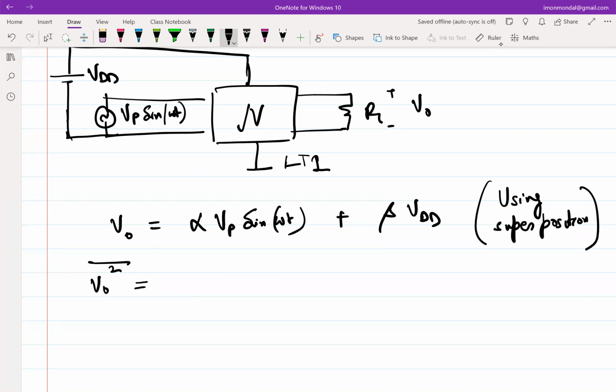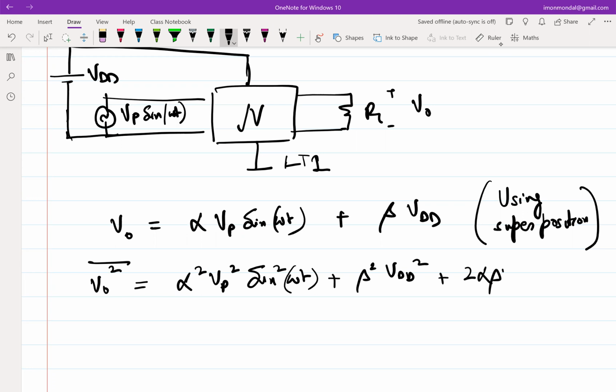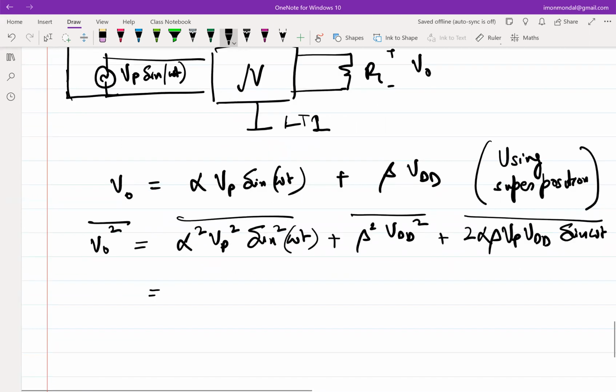So what will this be? This will be alpha squared Vp squared sin square omega t plus beta squared VDD squared plus 2 alpha beta Vp VDD sin omega t. Fine. So let me do the easy ones first. What do you think the average of this term is? Same.